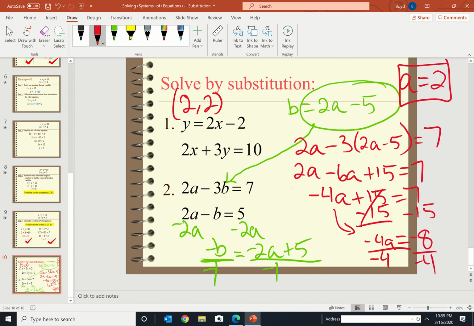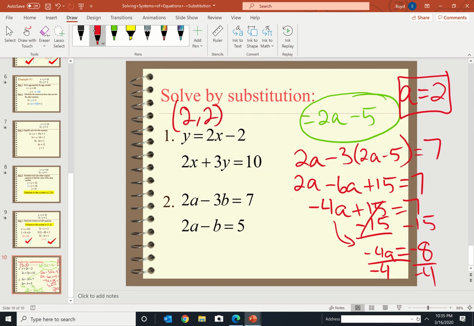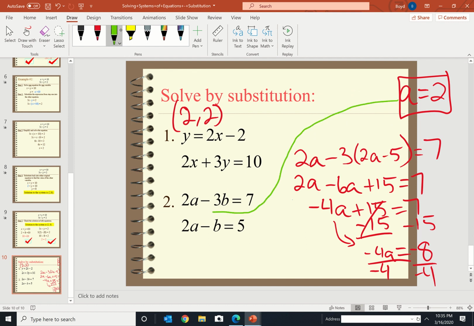And now that I know that A equals 2, I'm going to take that and plug it into one of the equations down here. In this case, I'm going to use the bottom equation, and I'm going to use it to figure out what B is equal to, and plug it right here. All right, so let's do that. 2 times 2, because we know A equals 2, minus B equals 5. 4 minus B equals 5.